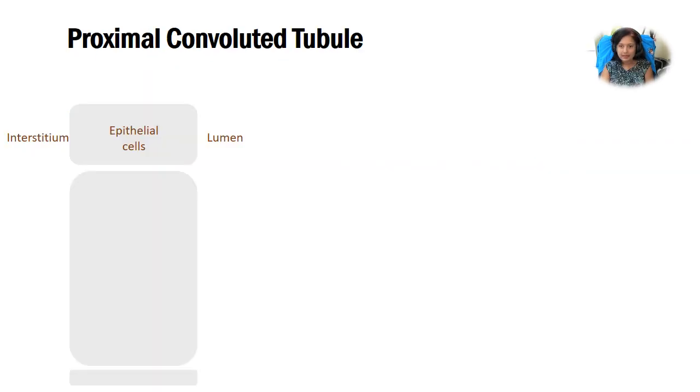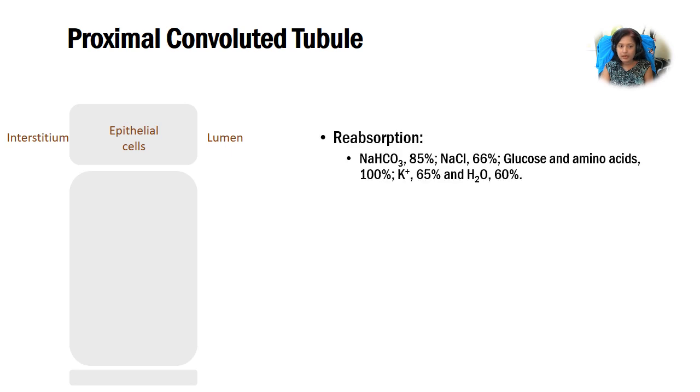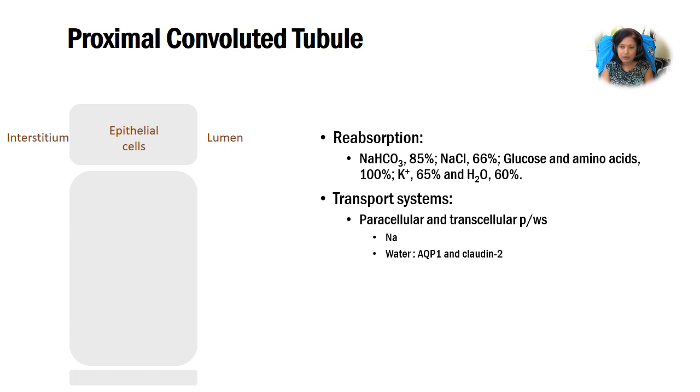At the proximal convoluted tubule, almost all electrolytes, glucose, amino acids, and water are reabsorbed via their transport systems. For example, potassium ions are reabsorbed via the paracellular pathway. Water is reabsorbed passively by the transcellular pathway, mediated by aquaporin 1, and through the paracellular pathway, mediated by claudin 2. Water permeability at the proximal convoluted tubule is high with constant osmolality. So the reabsorption of sodium ions or sodium bicarbonate and sodium chloride are the key points at which diuretics would work at the proximal convoluted tubules.